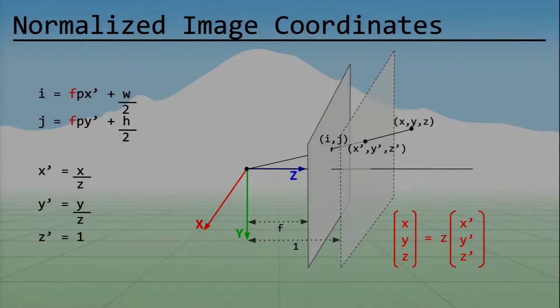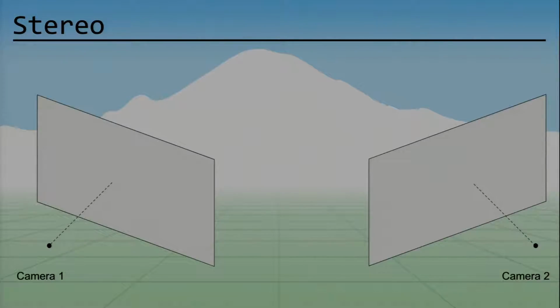OK, so now we know how to do perspective projection. We can go between our full 3D point, our normalized image coordinates, and our pixel coordinates. And all three of these are going to be important here in a second. So let's imagine we have a stereo setup.